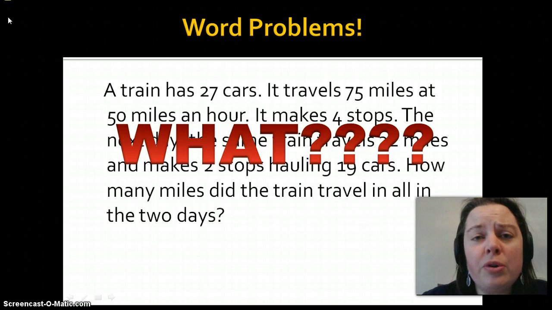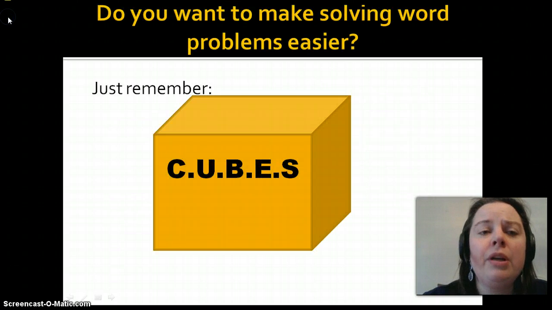Sometimes there's more numbers in the word problem than what we actually need to solve the question. And where is the question hidden in that word problem anyway? A lot of times there's a lot more information given than what we actually need to solve the question that's being asked. So if we want to make solving word problems easier, we need to remember cubes.